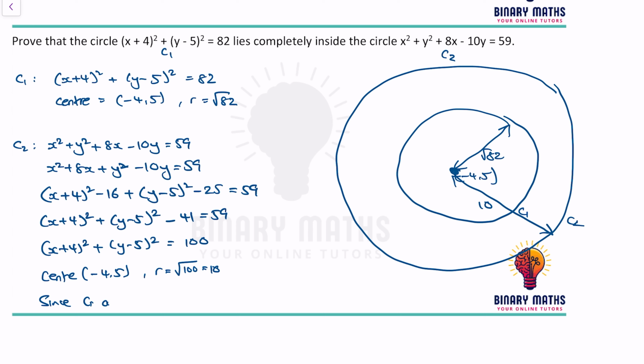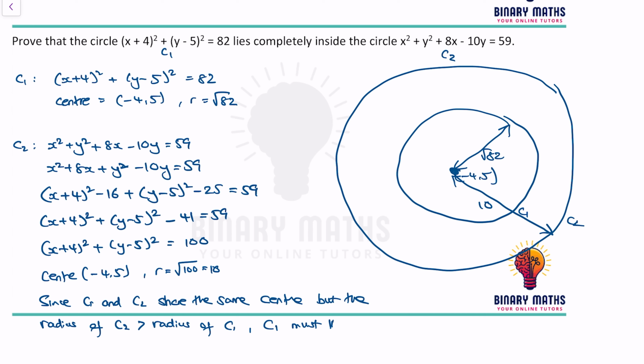Since C1 and C2 share the same center, but the radius of C2 is greater than the radius of C1, C1 must lie completely inside C2. As long as you write an explanation, you'd get full marks in an exam.